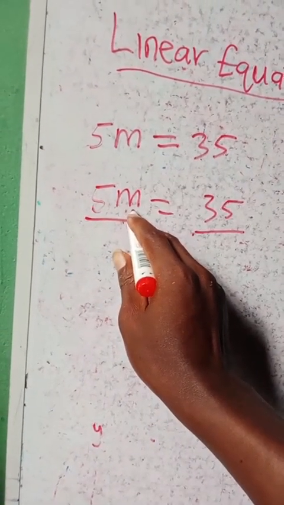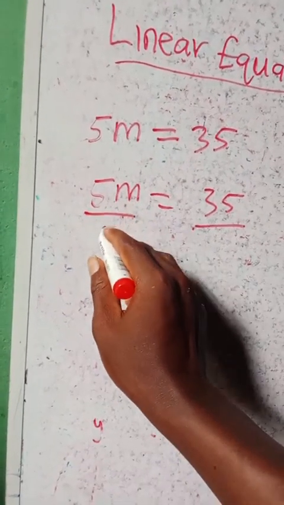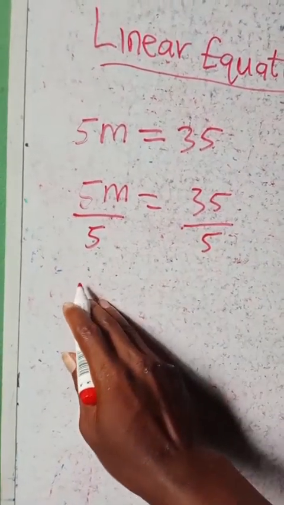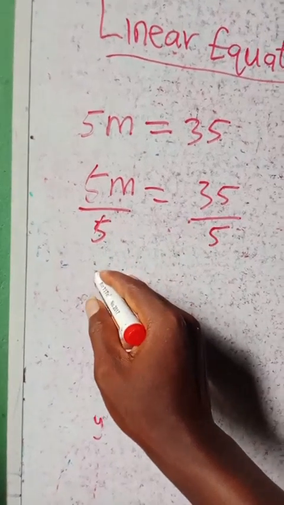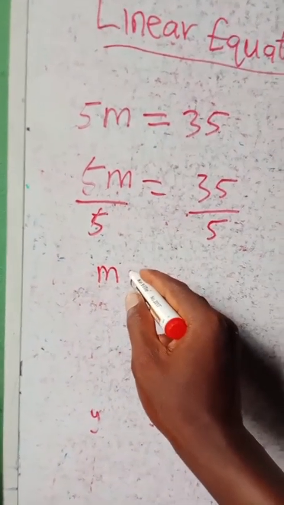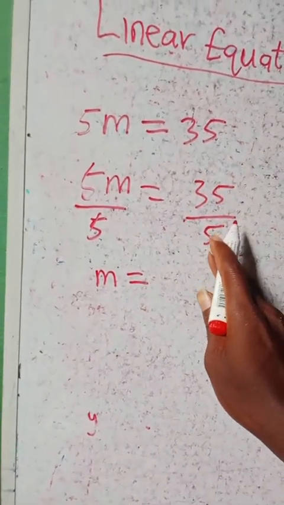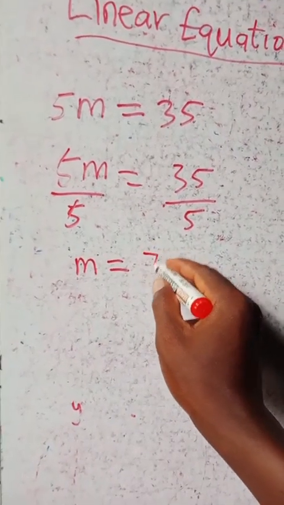Okay, so 5 is the number that is with m. So I will divide by 5 here. That 5 divided by 5 will be what? 1. 1 times m is always m, and it's equal to 35 divided by 5. 35 divided by 5, 1 times 5 will give you 35, is 7.